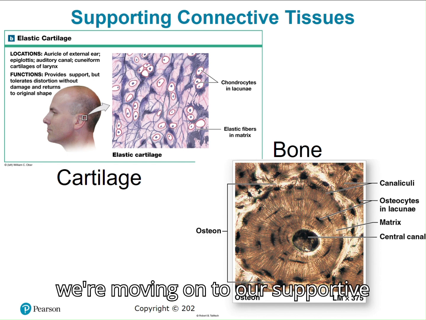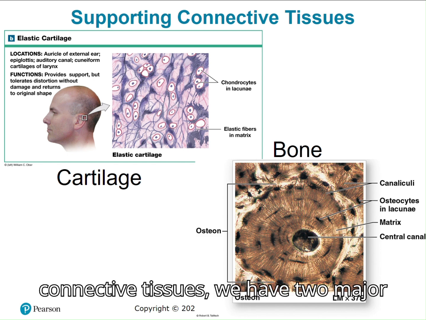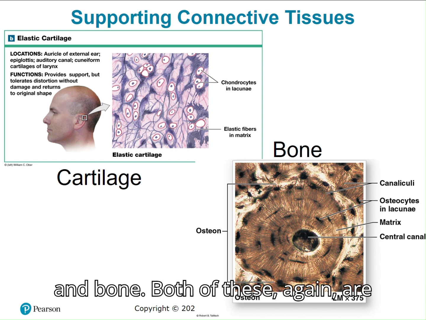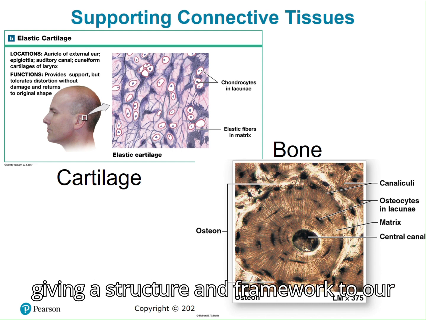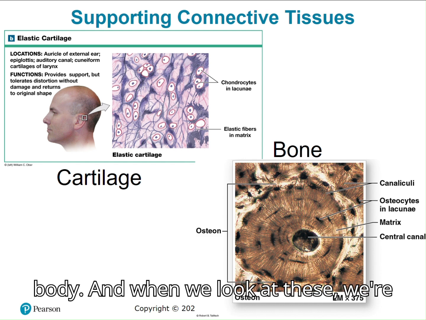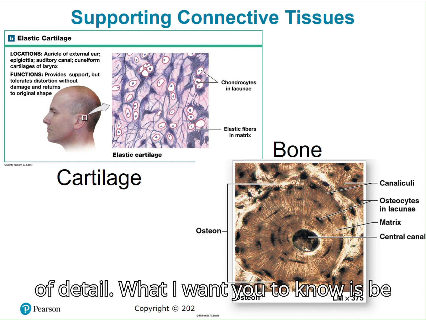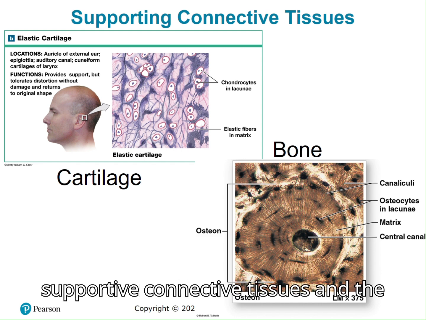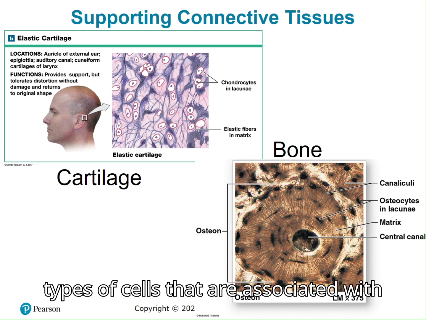Now we're moving on to our supportive connective tissues. For our supportive connective tissues, we have two major ones. We're going to have both cartilage and bone. Both of these, again, are giving us structure and framework to our body. And when we look at these, we're not going to have to go into a whole lot of detail. What I want you to know is to be able to identify that these two are supportive connective tissues and the types of cells that are associated with each.